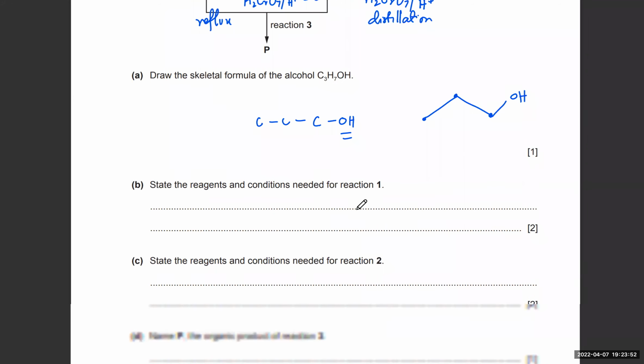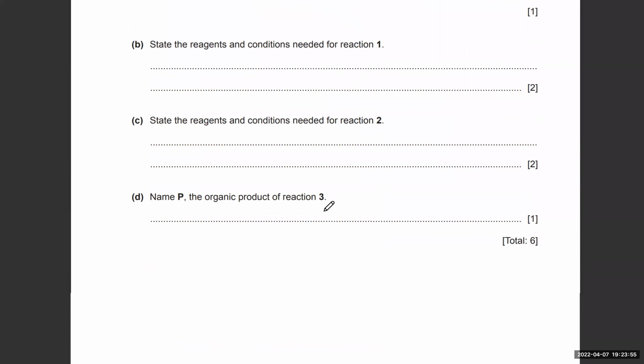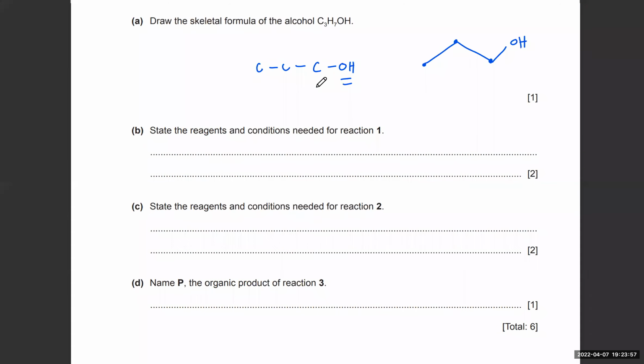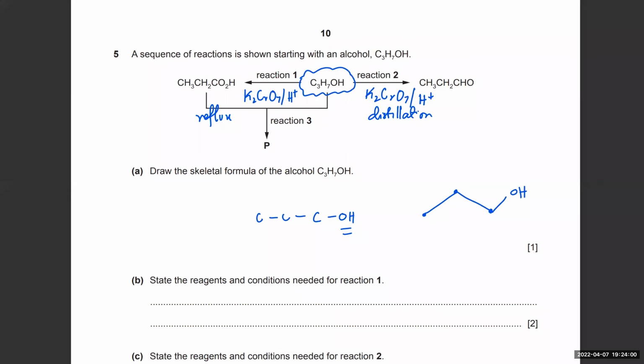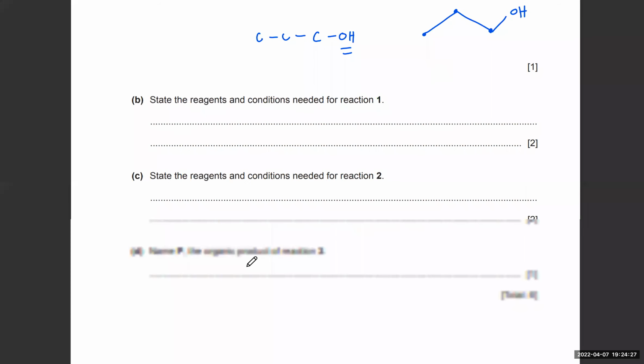So state the reagents and conditions, we've already done that. And name P, the organic product of reaction number 3. That is going to be an ester. So this one, P, is formed from propanol and propanoic acid. That's easy. You can draw propanol and propanoic acid. They would form an ester.